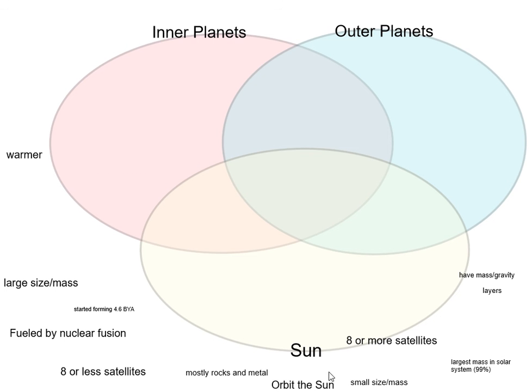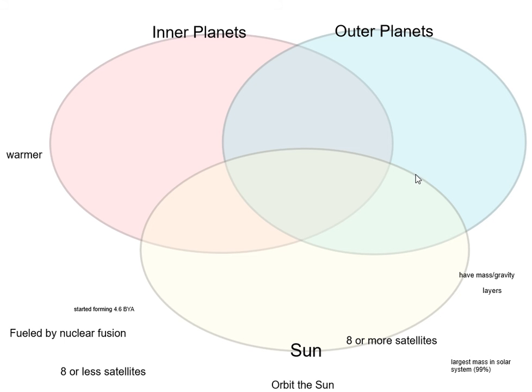You're also going to find in the inner versus outer lab which ones have a small size and mass, which ones have large size and mass, and which ones are made of rock and metal. All right, now you might need to do some research outside of the labs. You found out some things about the sun, but you might need to go into the internet to explore.